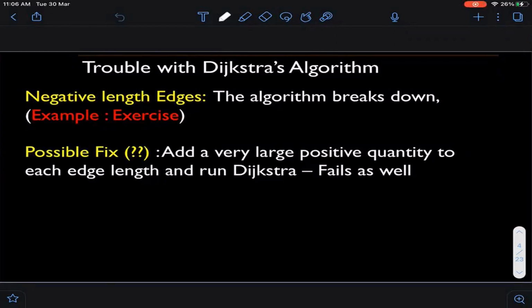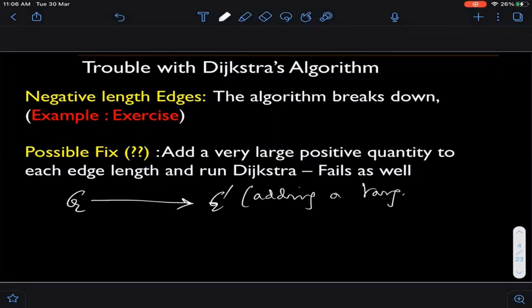No, Priyansh, it's not about whether you know or don't know. It's about the fact that Dijkstra will give you the wrong answer. Remember what we are doing: we have a graph G, and now we are transforming it to a graph G prime by adding a large quantity. Now you solve using Dijkstra here.